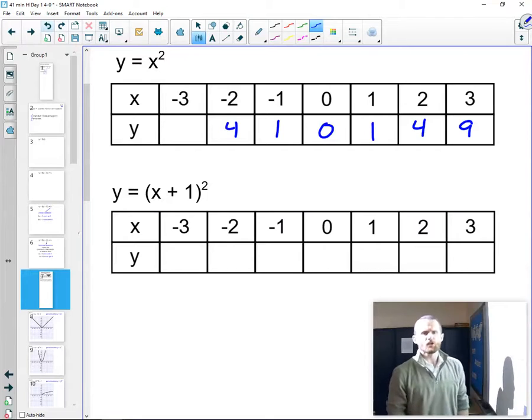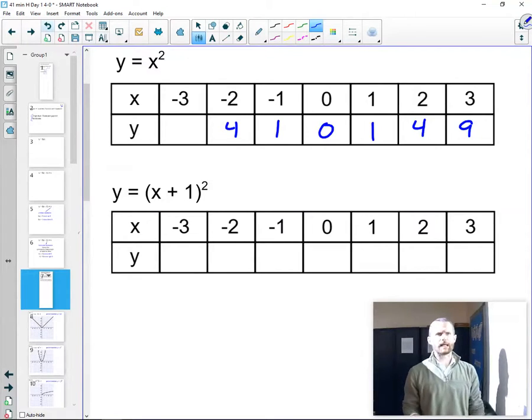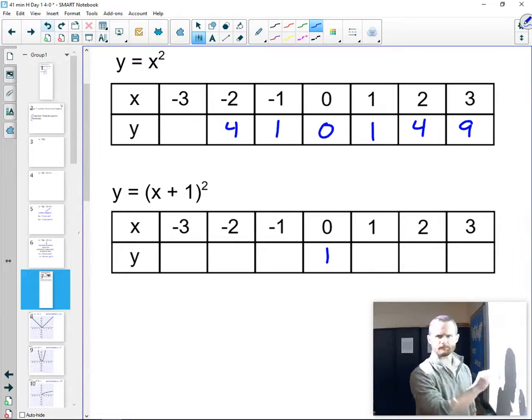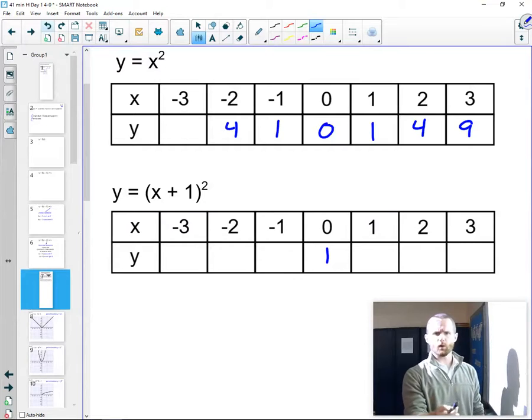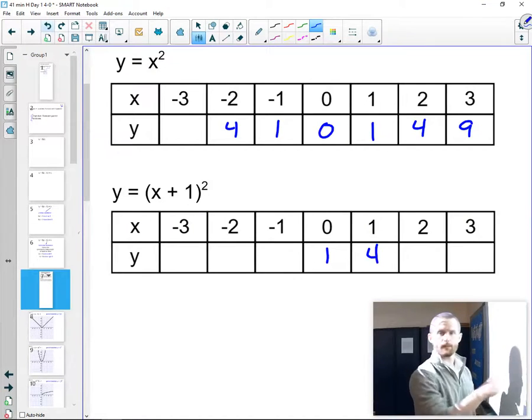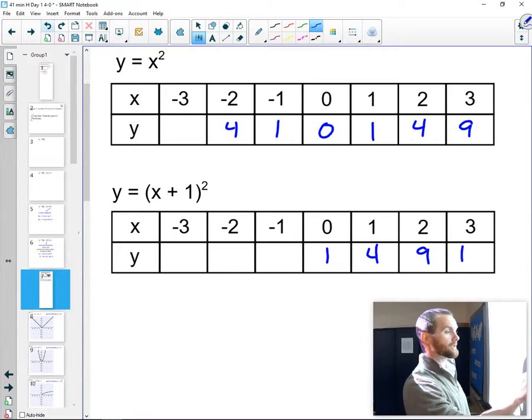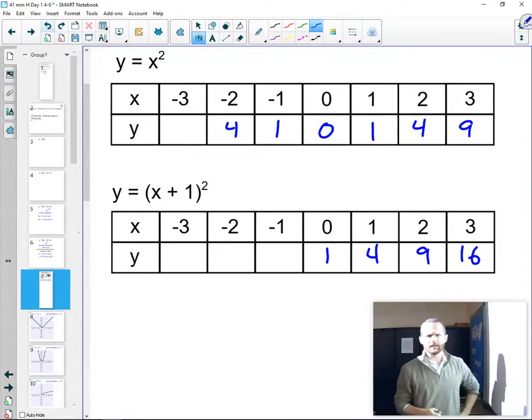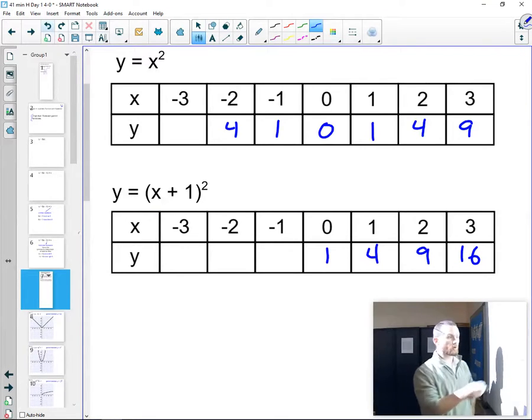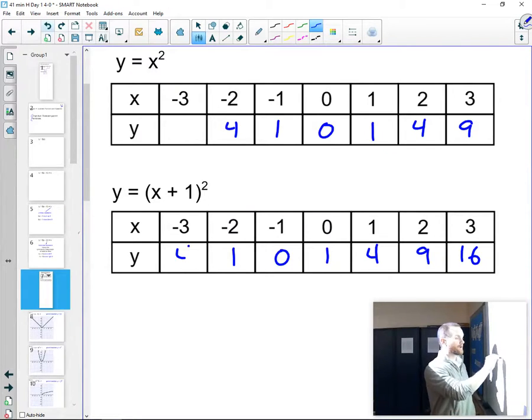So let's start with 0. So before we square it, it becomes 0 plus 1. That's 1. 1 squared is 1. All right, now let's do the positives. So for the 1, we plug in 1. 1 plus 1 is 2. 2 squared is 4. For 2, 2 plus 1 is 3. 3 squared is 9. And 3 plus 1 is 4 squared, and we get 16. Now let's worry about the negatives. So negative 1 plus 1 is 0. 0 squared is 0. Negative 2 plus 1 is negative 1. Square that, we get positive 1. And negative 3 plus 1 is a negative 2. Square that, we get a positive 4.